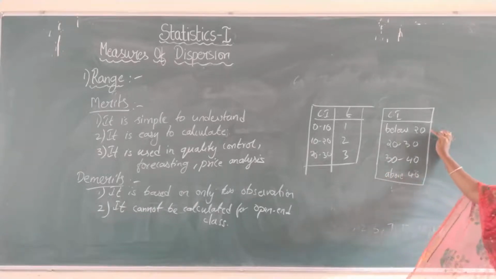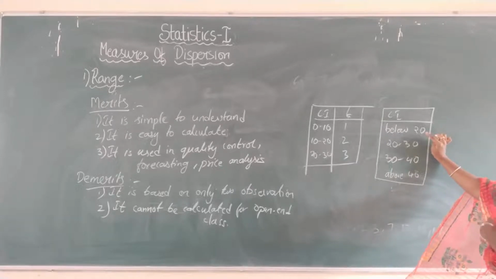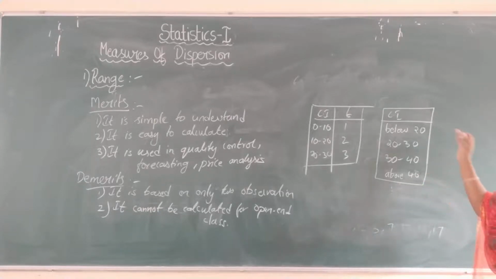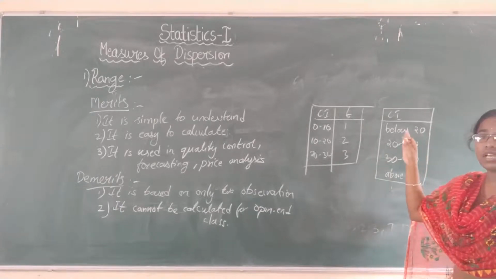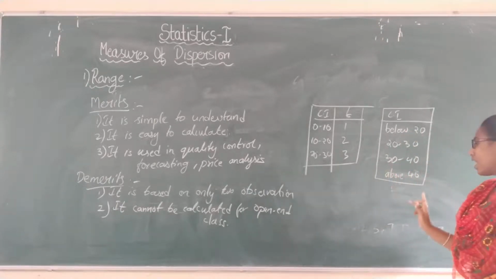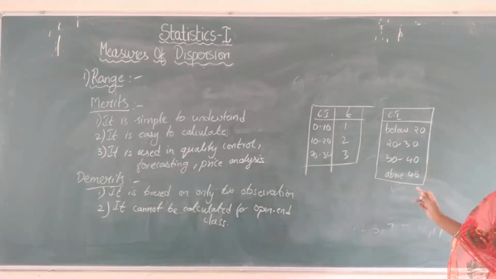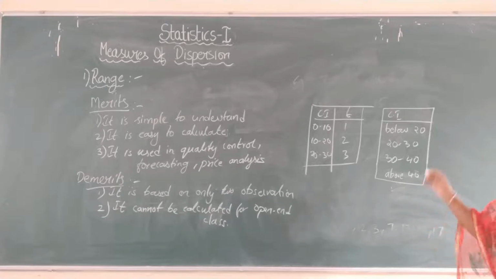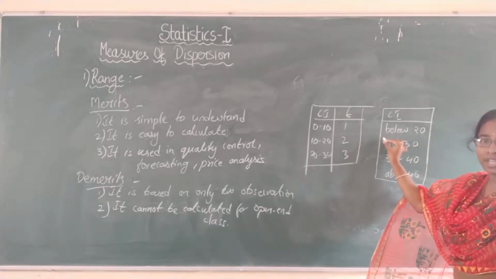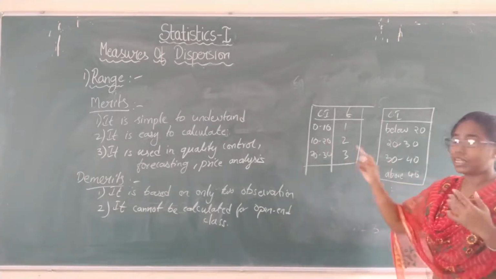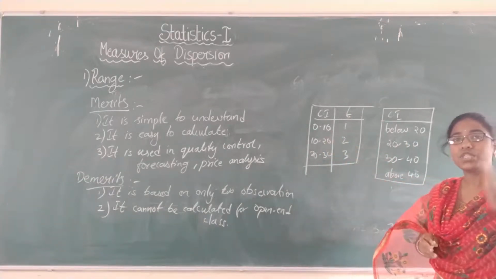If you observe here, does the first class interval have any lower limit? No. And does the last class interval have any upper limit? No. So if the first class interval does not have a lower limit or the last class interval does not have an upper limit, those are called open-end classes. So the limit is open here, below 20. Here the values are from 0 to 10 only.